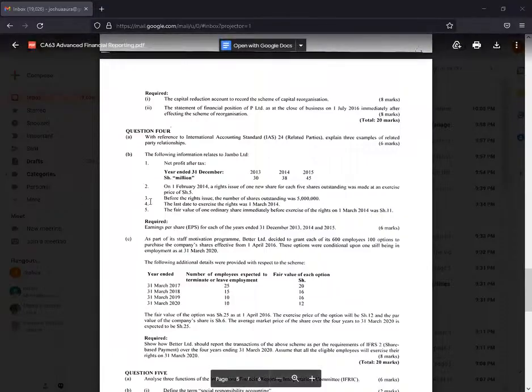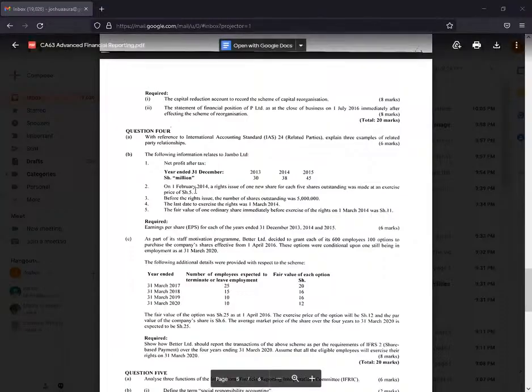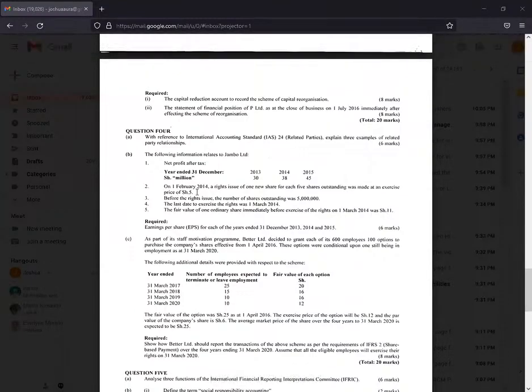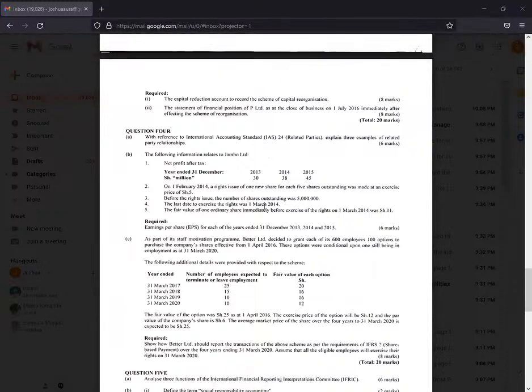On 1st February 2014, a rights issue of 1 new share for each of the 5 shares outstanding was made at an exercise price of shillings 5. Before the rights issue, the number of shares outstanding was 5 million. The last date to exercise the rights was 1st March 2014. Note number 4 is noise. I'll delete it. They're simply putting it there to confuse the easily confusable students.